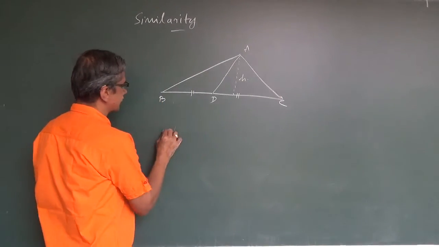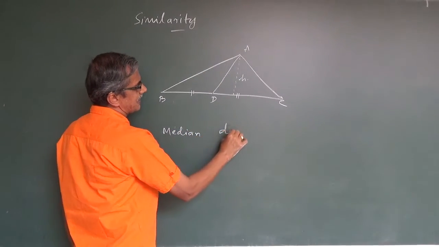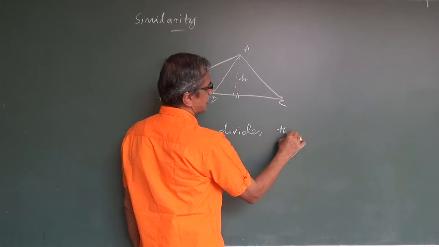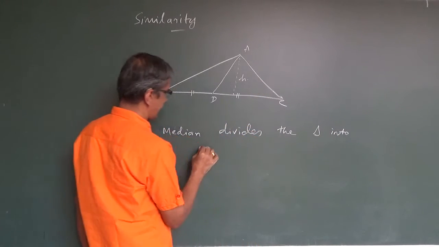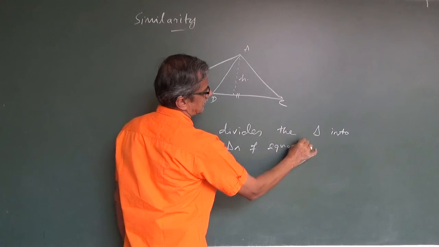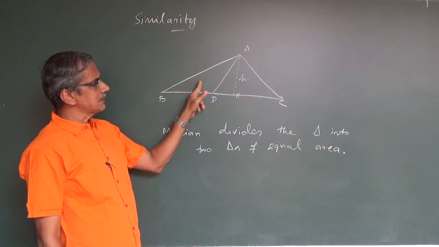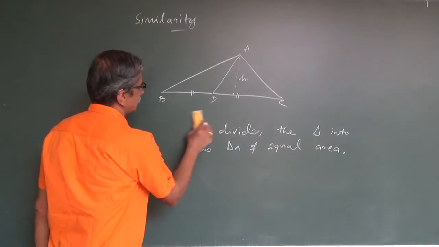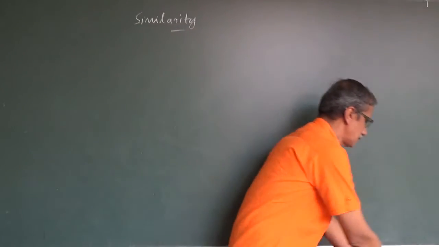So the conclusion is this. In a triangle, median divides the triangle into, this is not related to similarity, but still it will become helpful, two triangles of equal area. If this is 9 centimeter square, this will also be 9 centimeter square. So I hope you understood this. Now we will do one example and then we'll stop.